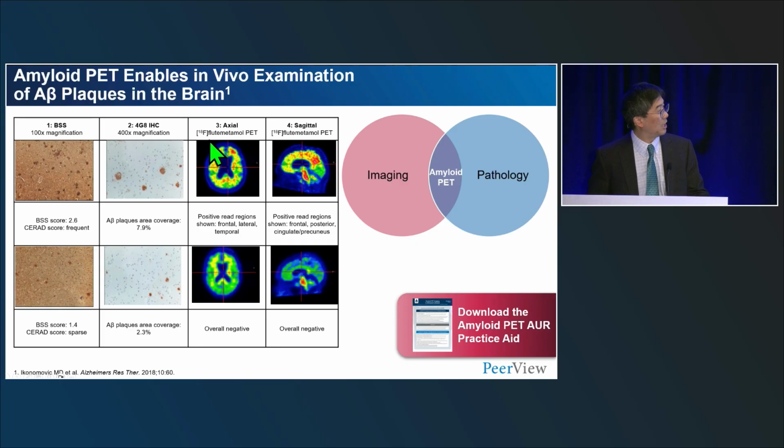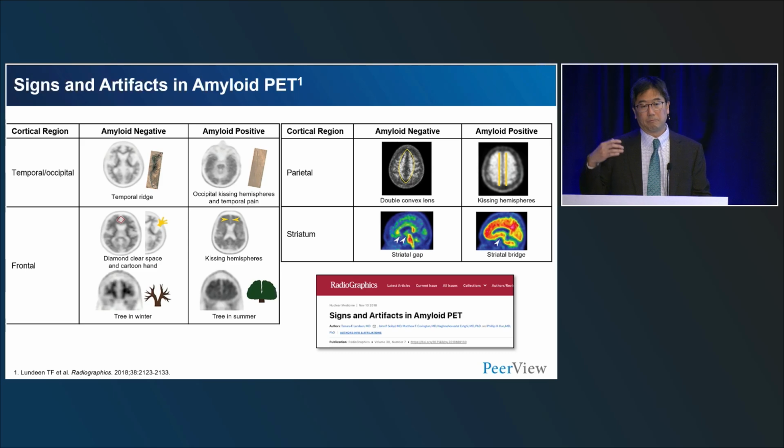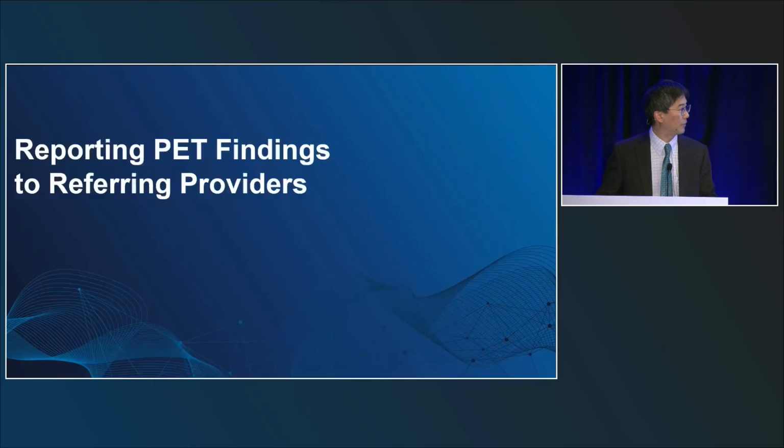So a negative scan correlated on neuropathology to none to sparse amyloid plaque, okay? And positive scans visually are correlated to levels of plaque on neuropathology that are moderate to frequent. And that level of plaque is consistent with Alzheimer's disease, all right? This is a paper I had in RadioGraphics. So the first author is one of my great fellows that I had back in the day. And we have some very helpful signs. We love our signs in imaging to help you to interpret more accurately visually the temporal, occipital, frontal, parietal, and striatal regions, specifically in flutemetamol. Okay, so nice RadioGraphics article there that is included in the resources, peerview.com.